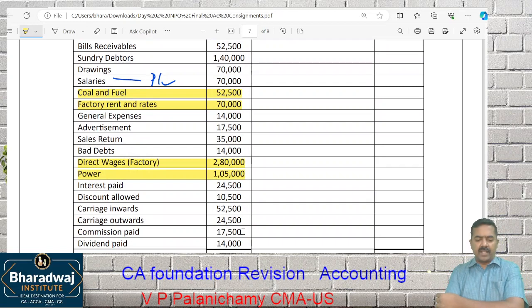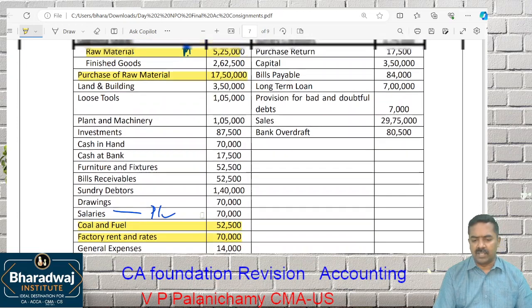Interest, discount, withdrawal will come in the P&L account. Carriage inwards is to purchase raw material, so it will come in the manufacturing account. Carriage outwards, commission and all will come in the P&L account.